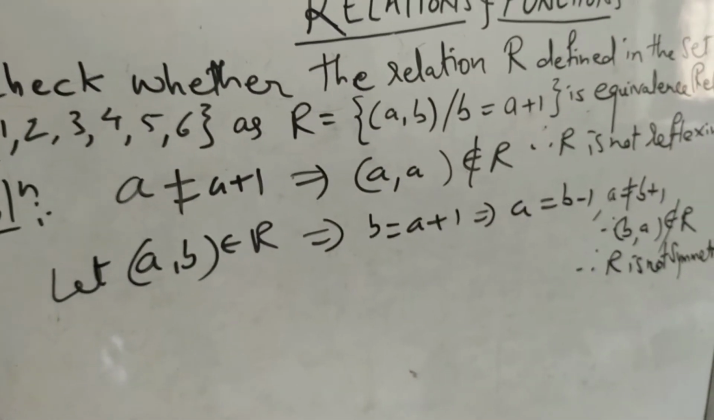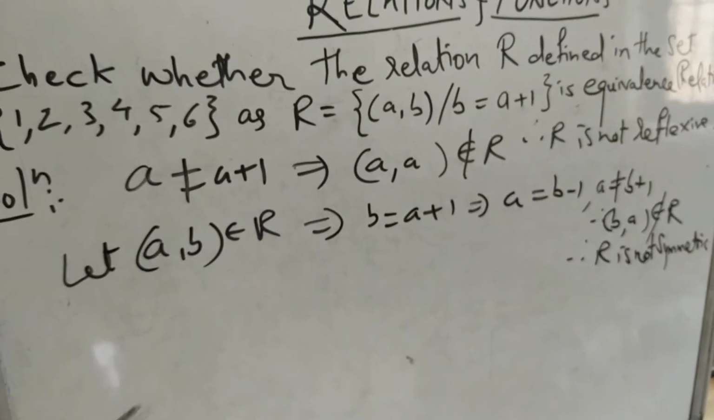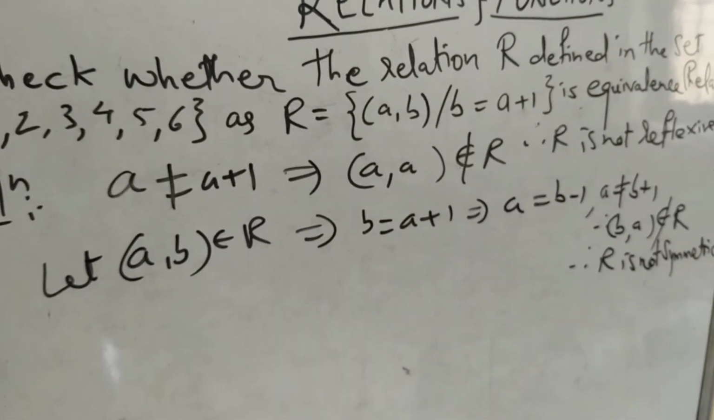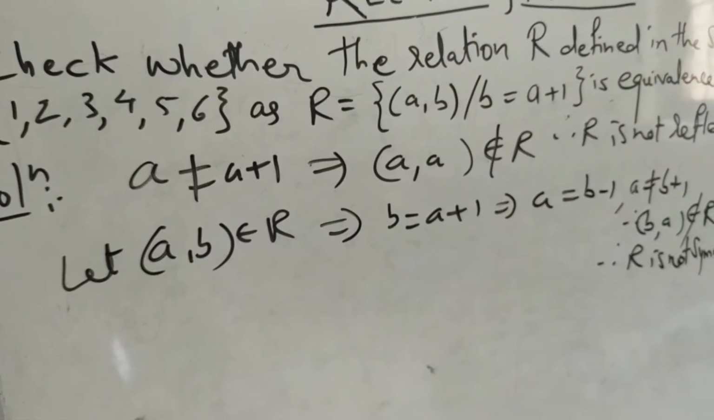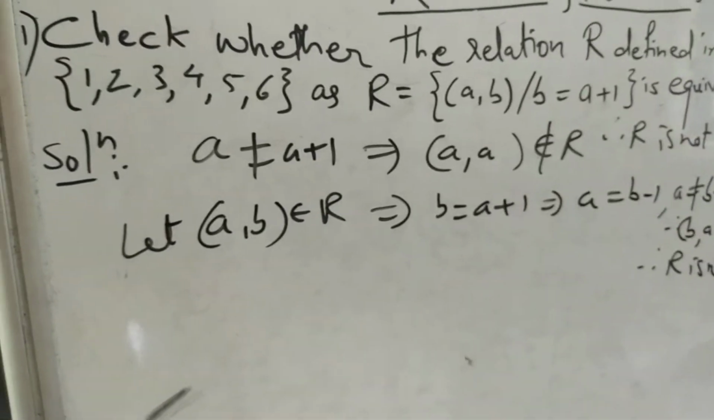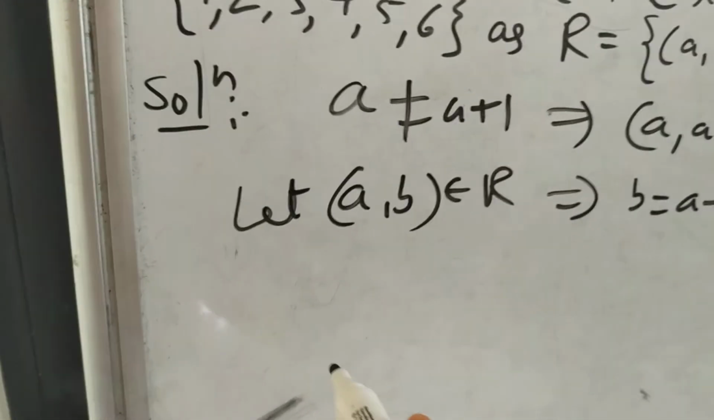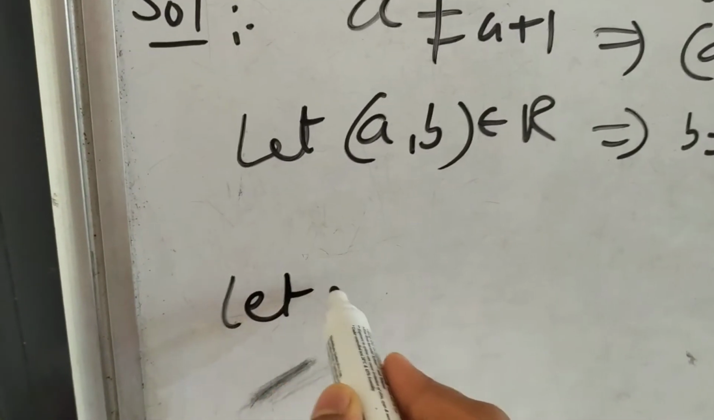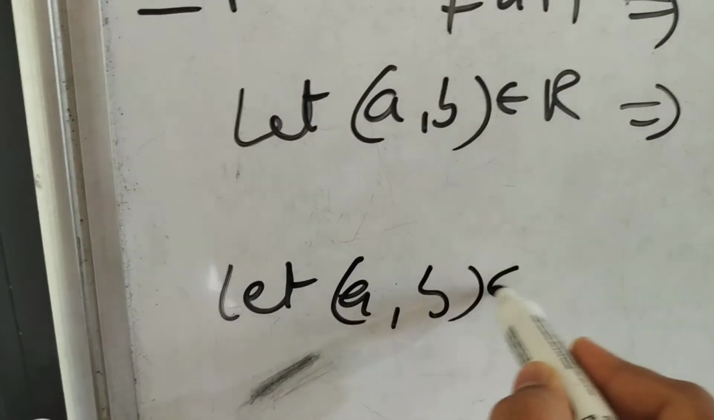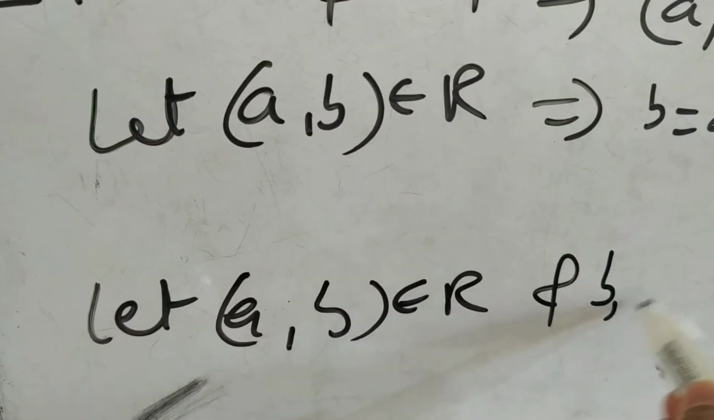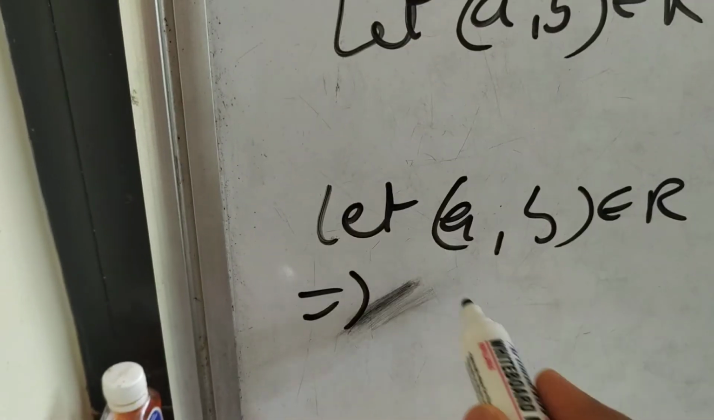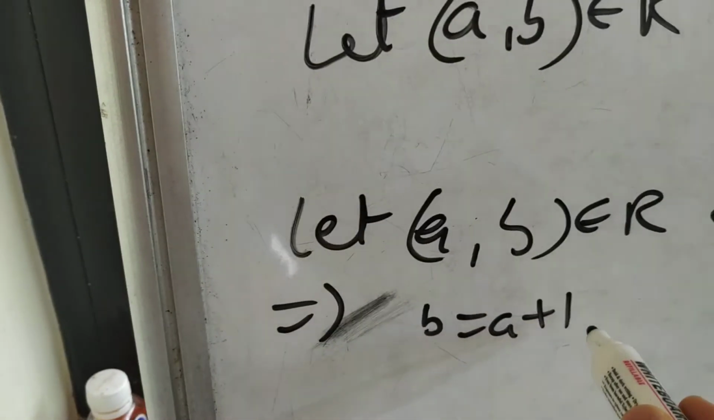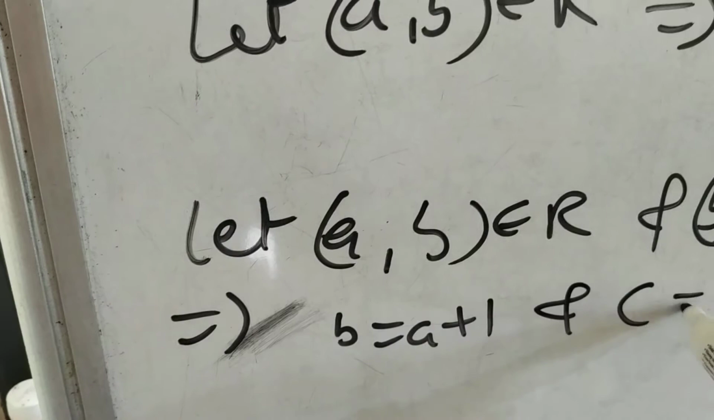In order for a relation to be transitive, if (A, B) belongs to R and (B, C) belongs to R, then (A, C) should belong to R, then only the relation is transitive. So let us check whether it is transitive or not. So let (A, B) belong to R and (B, C) belong to R. Therefore by definition, if (A, B) belongs to R, then B is A plus 1 and C is B plus 1.